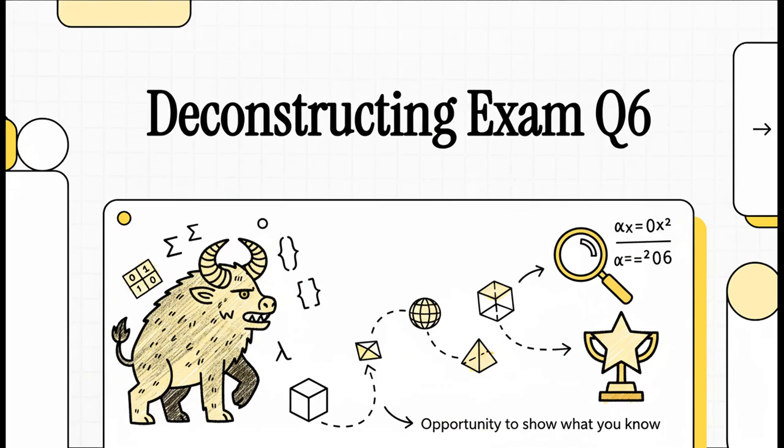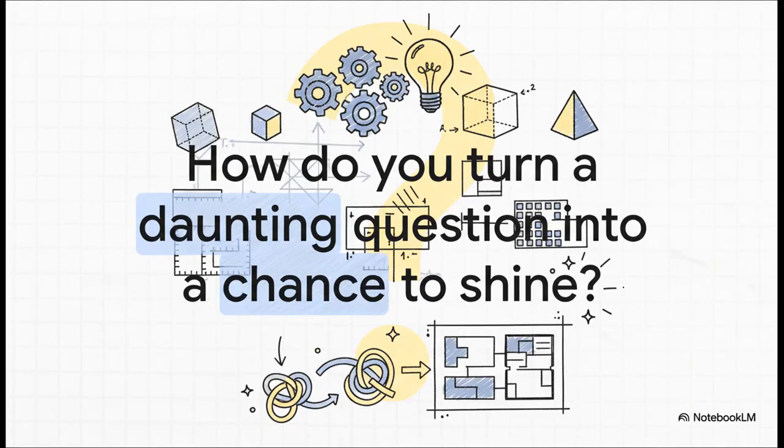All right, let's dive into a really fun one today. We're going to deconstruct a pretty challenging problem from a linear algebra exam. You know the type? It's one of those multi-part questions that just looks intimidating on the page. But I promise you, by the time we're done here, you'll see it's actually a great chance to connect some super important concepts. So the real question is, how do you take a question that looks daunting and turn it into a moment where you can really shine?